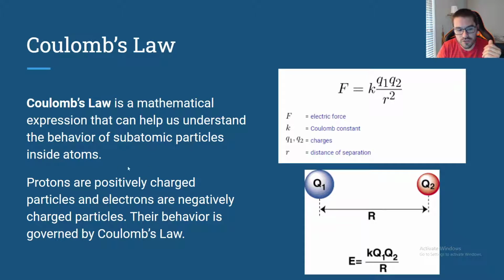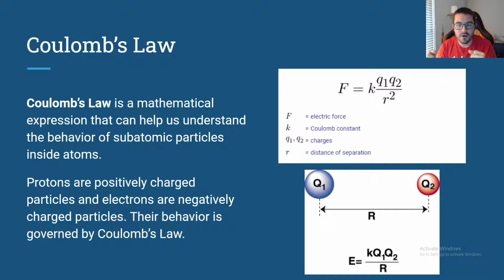Protons are positively charged particles, right? And electrons are negatively charged particles. They are charged particles, okay? Coulomb's law tells us how charged particles behave and how they interact with one another, okay? You guys probably know this, and I think we've talked about this before. If you have two charges that are the same type of charge, positive and positive, or negative and negative, they repel, right? But if you have a positive and a negative, opposite charges, they attract, okay?